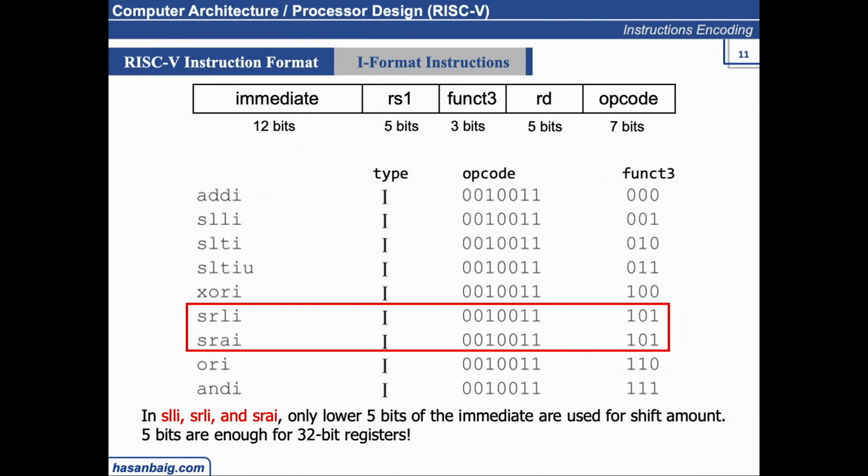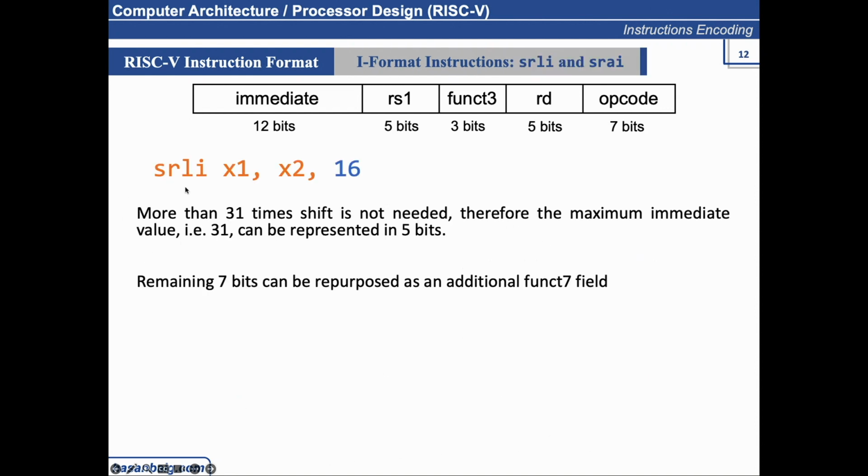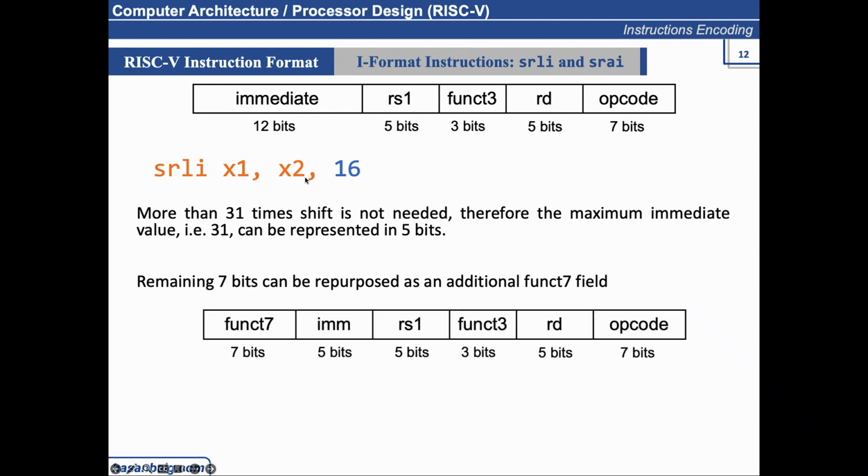And this is what this statement says: only the lower 5 bits of the immediate are used for the shift amount. 5 bits are enough for 32-bit. So for example, if we have srli, shift right logical immediate by 16, you can represent this value easily within 5 bits. So for shift instructions, we have this format. The immediate field is reduced down to 5 bits only for shift instructions.